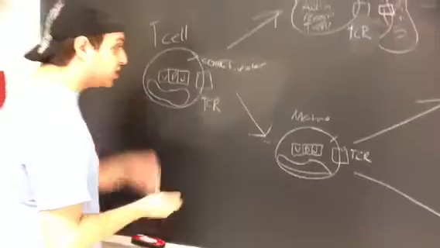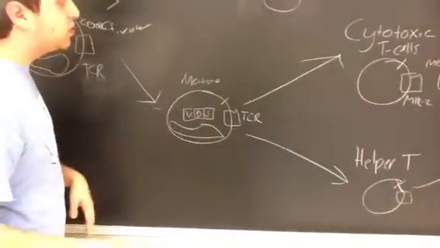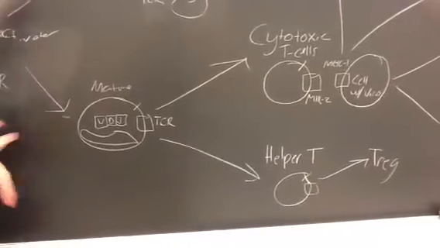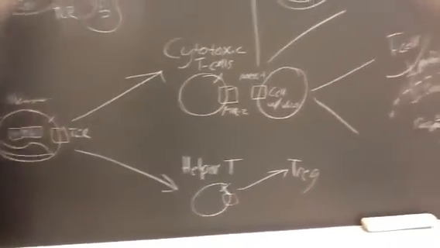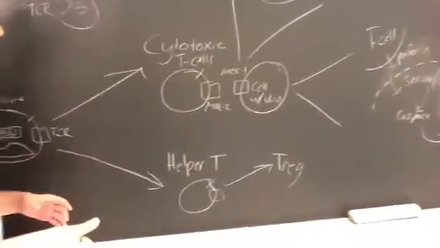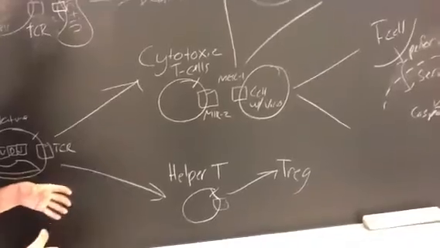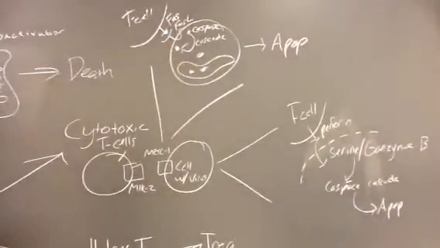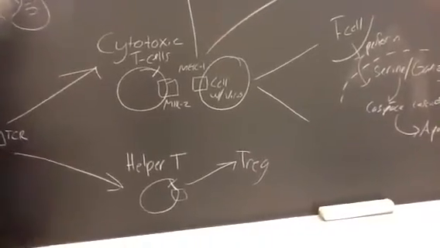So once they're actually matured, they do get this receptor, the coactivator, which then can bind to the APC, so that MHC on the B cell or whatever antigen we're looking at. And then that can make a few different kinds of T cells. You get cytotoxic T cells, which go to regular cells and bind to MHC class 2. Or you can have helper T cells and Tregs that go to MHC class 1.